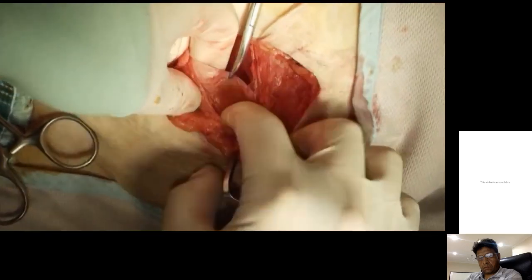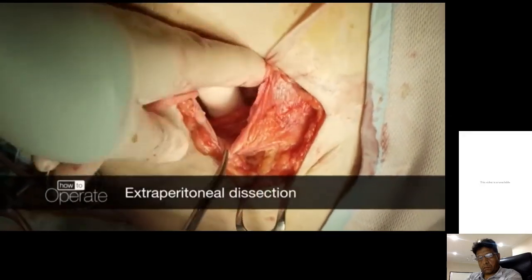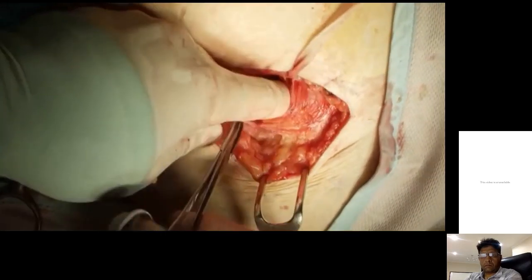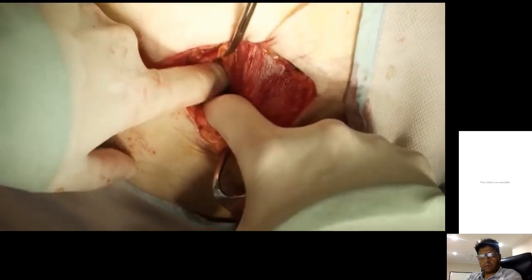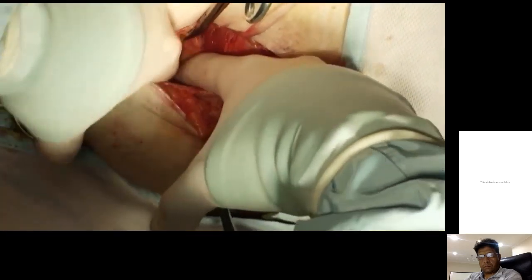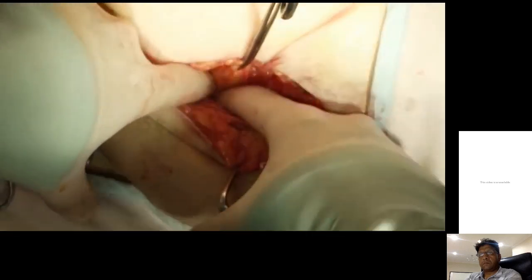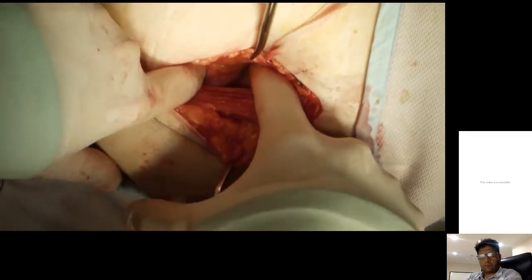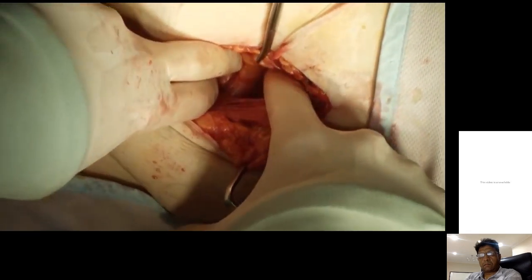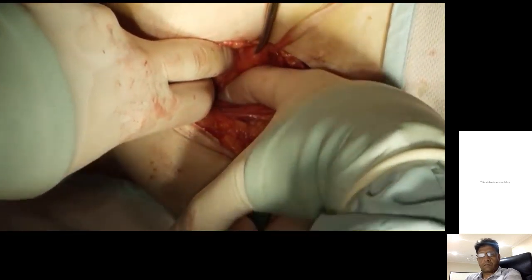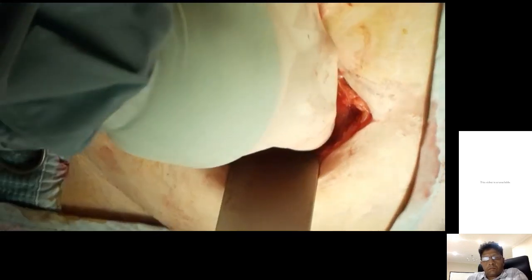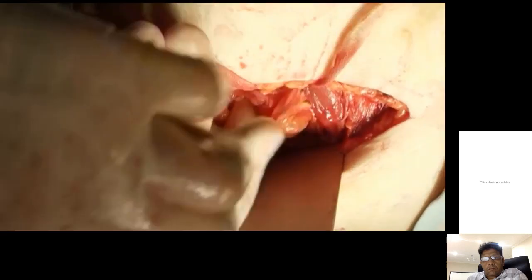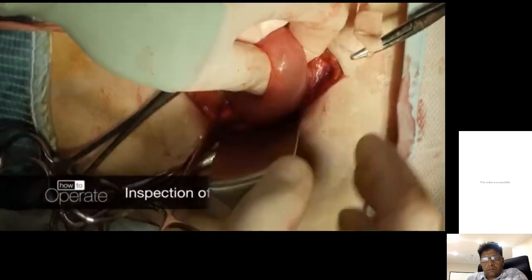So we're trying to dissect in the extraperitoneal plane. Sometimes works. We started that already, didn't we? So we're now extraperitoneal. You can see there's something poking into the hole there. Let's see if we can just reduce the whole thing. Okay, well, we've reduced quite a lot of it. Let's just see if that was enough for the small bowel. There we go.